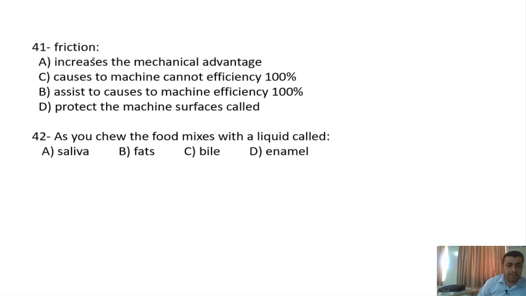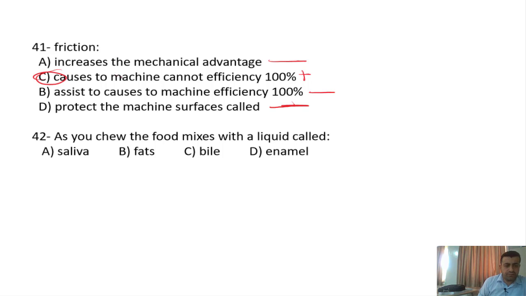Friction increases the mechanical advantage. It is false. It is not increasing mechanical advantage. Because the machine cannot be 100% efficient. It is true. Assist cause machine efficiency 100%, it is false. Protect machine surface is called friction, it is also false. According to that, it will be C.